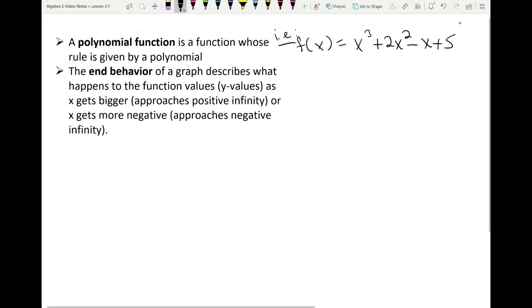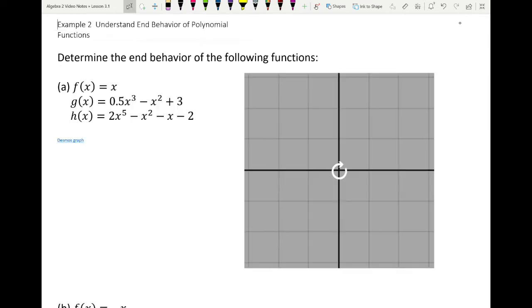The end behavior of a graph describes what happens to the function values, which are the y values, as x gets bigger, or approaches positive infinity, or as x gets more negative, which means approaches negative infinity. So we'll talk about how to determine the end behavior. All right, so let's determine the end behavior of the following functions. So let's look at f of x equals x.